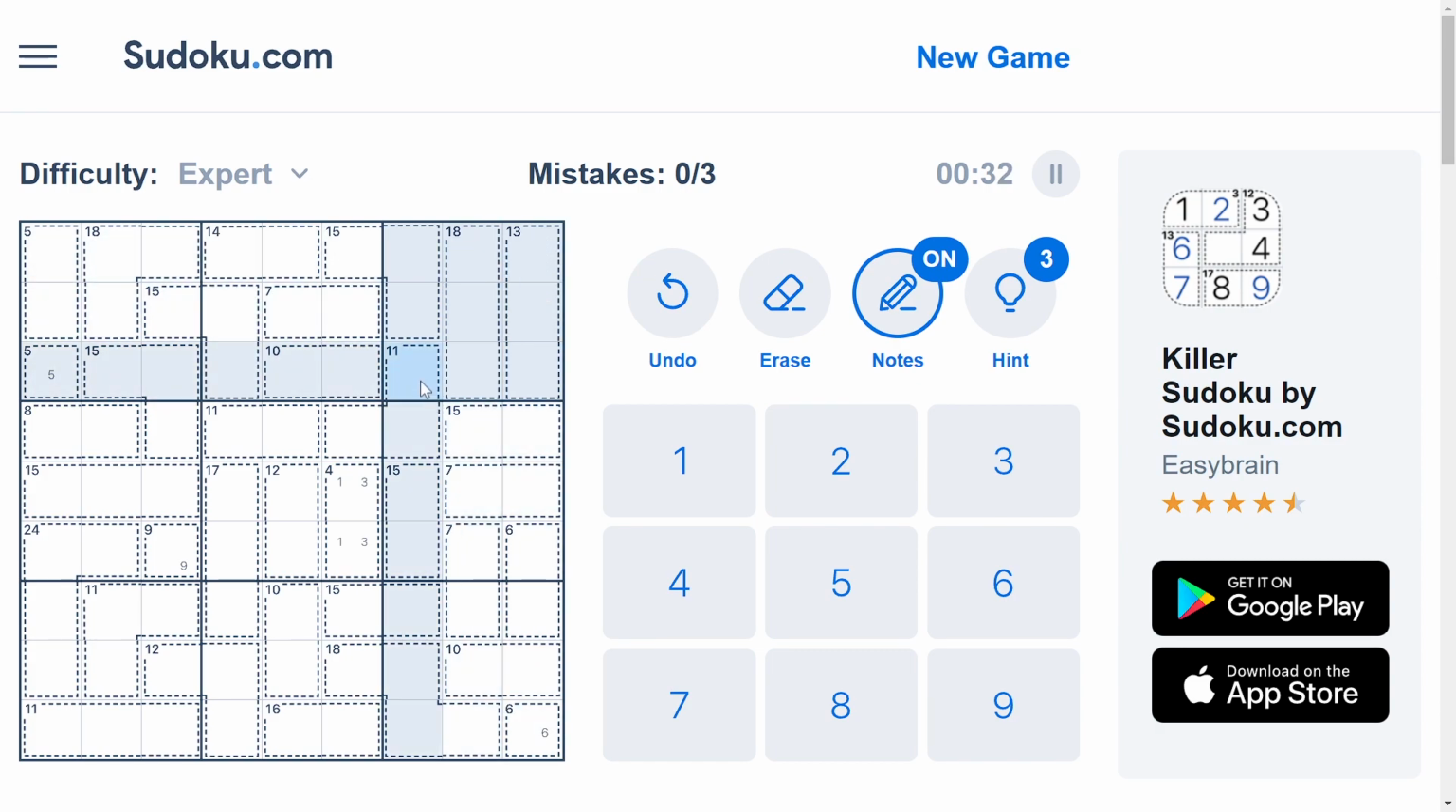20, 31, so this has to be a 14, doesn't help us. Do I see anything which helps us? No. 8, 19, 34, this has to be an 11, so those three tiles have to be a 15, 20, 30, 15, doesn't help us.